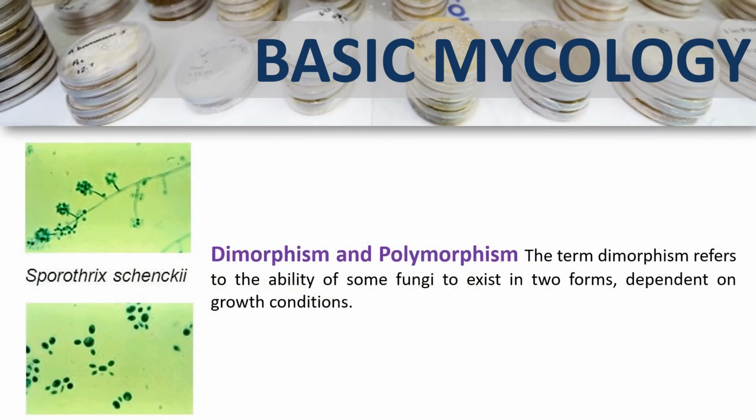Next characteristic that we need to study, class, is dimorphism and polymorphism. The term dimorphism, class, refers to the ability of the fungi to exist in two forms dependent on the growth conditions. Ano ibig sabihin, class? That the fungi is able to transform into two forms based on the different thermal requirements. So what are the two thermal requirements, class?